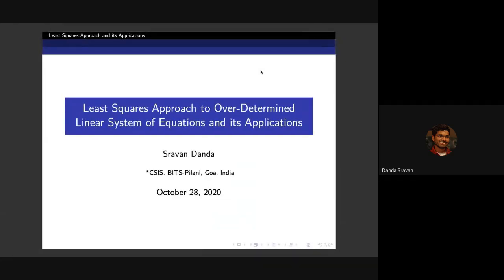Yeah, so maybe we can get started. Okay, so today's session is on least squares. So we'll see the least squares approach to a particular problem, which is a set of overdetermined linear system of equations, and also we'll see a couple of applications.